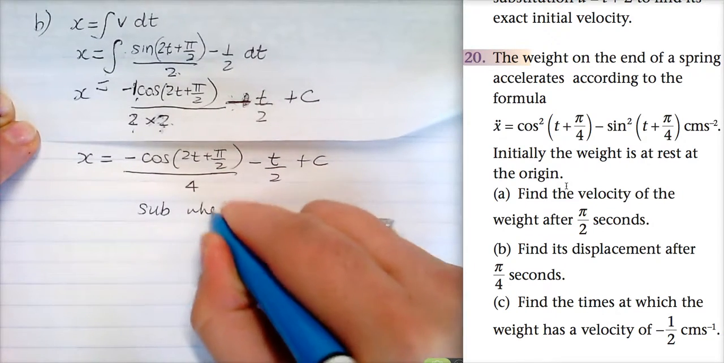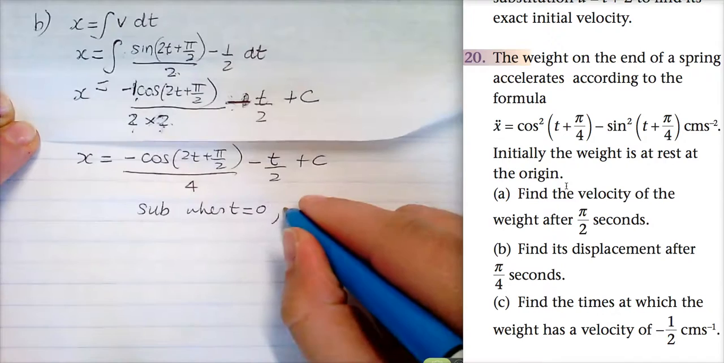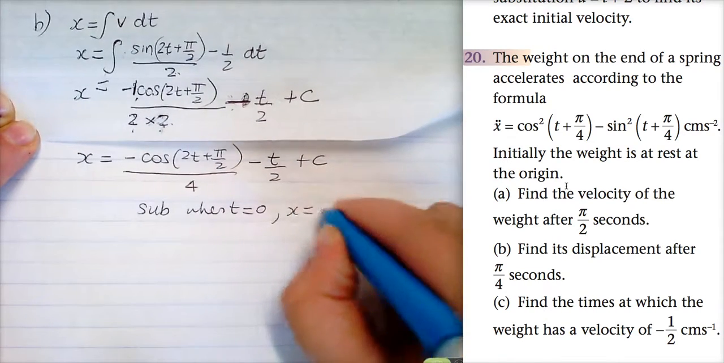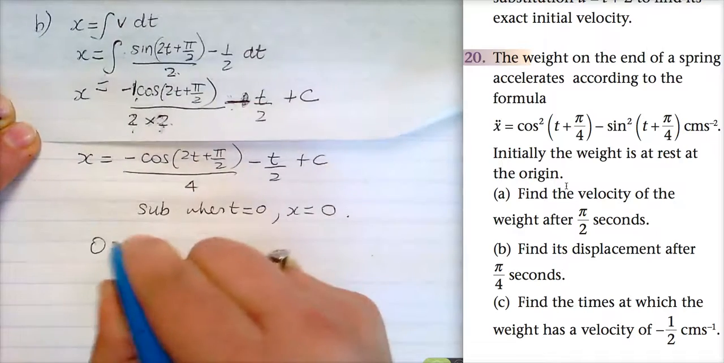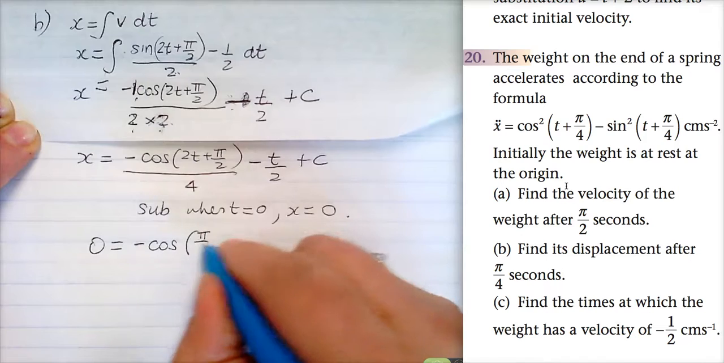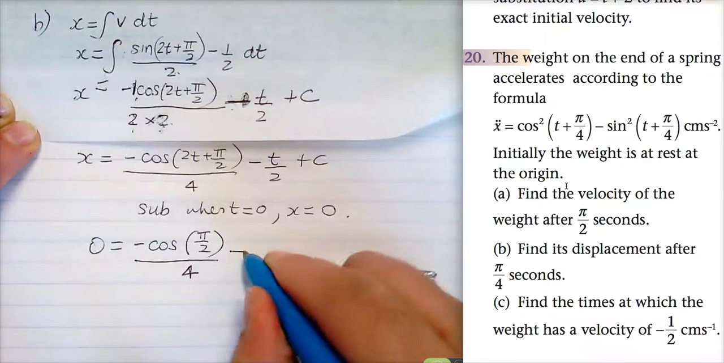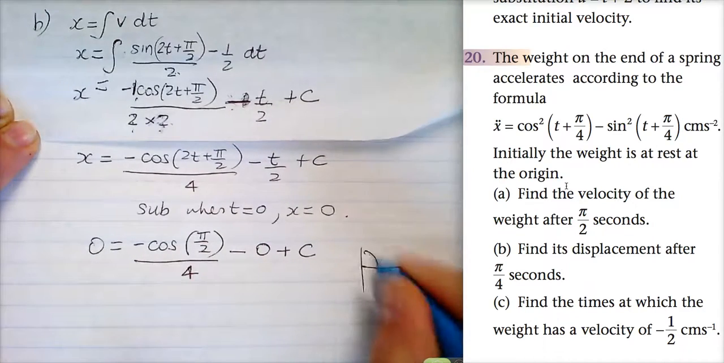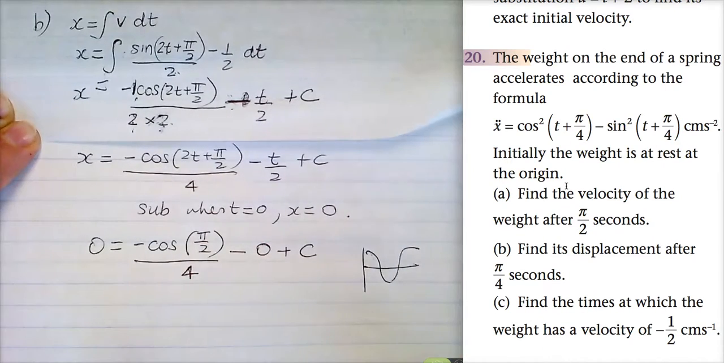When t is 0, what was x? Initially, the particle is at rest at the origin. So we get 0 is negative cos. If you put t as 0, you get pi on 2 over 4 minus 0 plus c. Cos curve. What's cos of pi on 2?